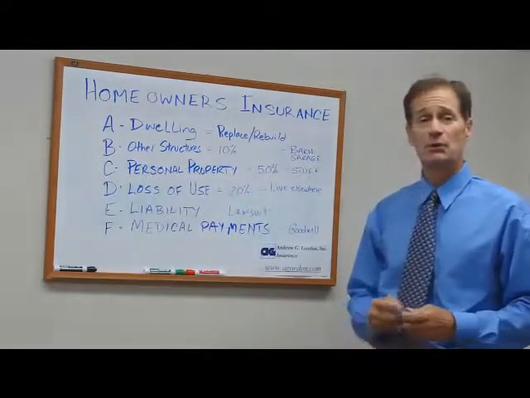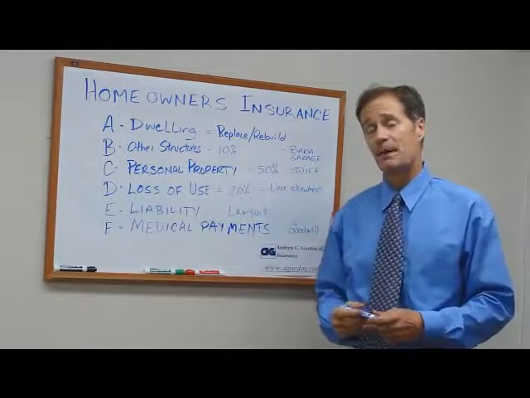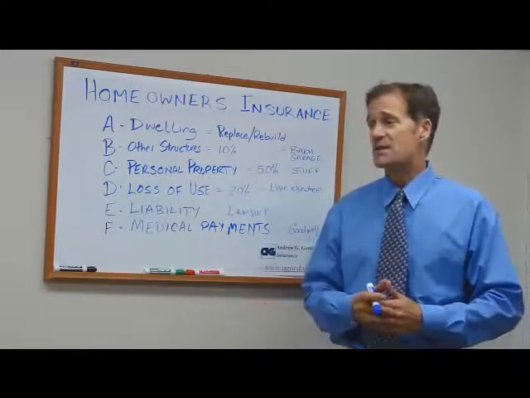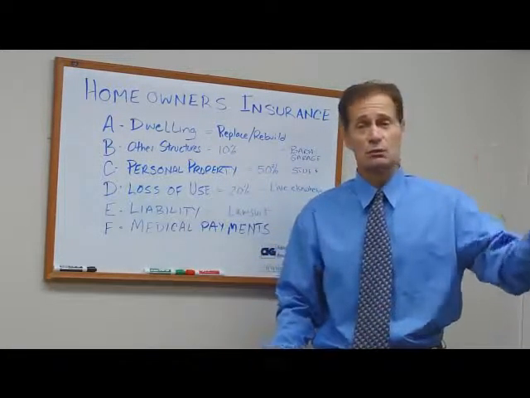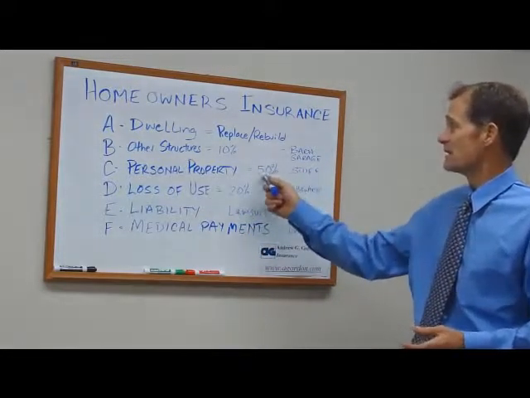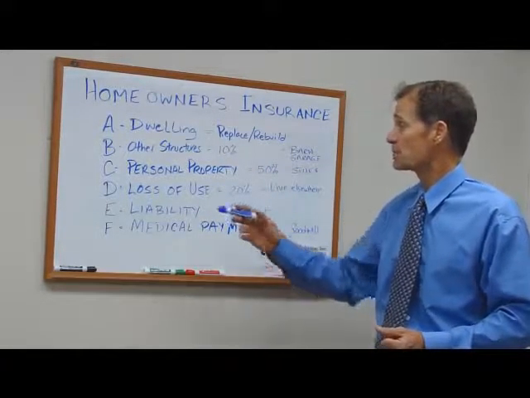The next thing is personal property. This typically is 50% of the dwelling amount. And to use George Carlin's term, this is your stuff. This is everything that if you were to move, you would take with you. It includes rugs, drapes, clothes, all your electronic toys, and all of that stuff. Typically it's 50%. Some companies offer up to 70% at no extra charge.